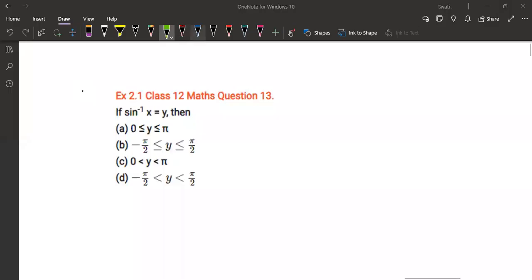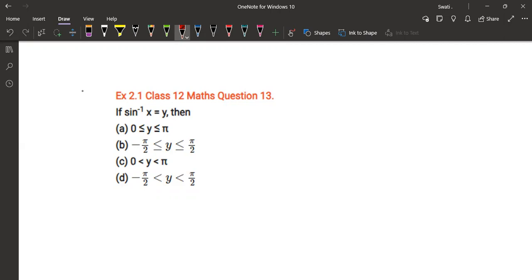This is our next question, a multiple choice question. In this question, we have, if sine inverse x is equal to y, then which of the following options is correct? So here you can notice one thing, that sine inverse x is given y. So which range of y will be correct? The first option is y is lying between 0 and pi. Y is lying between minus pi by 2 to pi by 2.